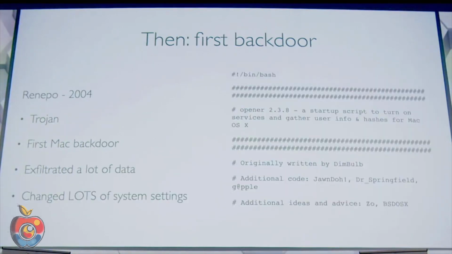So the first backdoor was in 2004 with Renepo. It was also called Opener, although Renepo is kind of a better name because Opener is a really common word. And this was a Trojan, unlike a lot of the stuff that had come before, which was more virusy. And it was really the first Mac backdoor. It exfiltrated a lot of data. Another thing that it did is it changed a lot of system settings to make them less secure. And that's also something we see today with certain things.